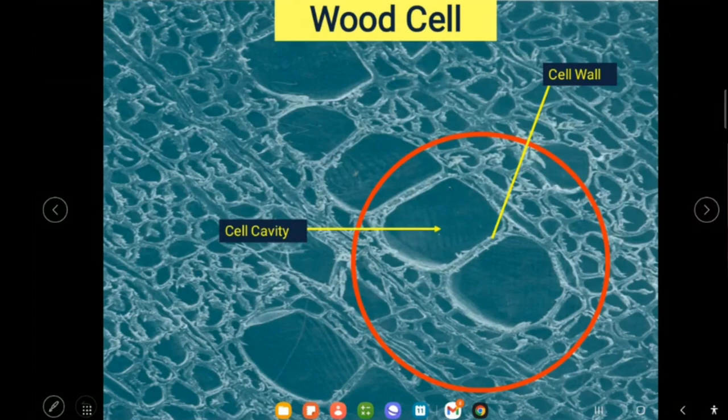So this is how it looks like. This is the microstructure. We have the cell wall. Each one of the cells has a cell wall, and then they have a cell cavity.